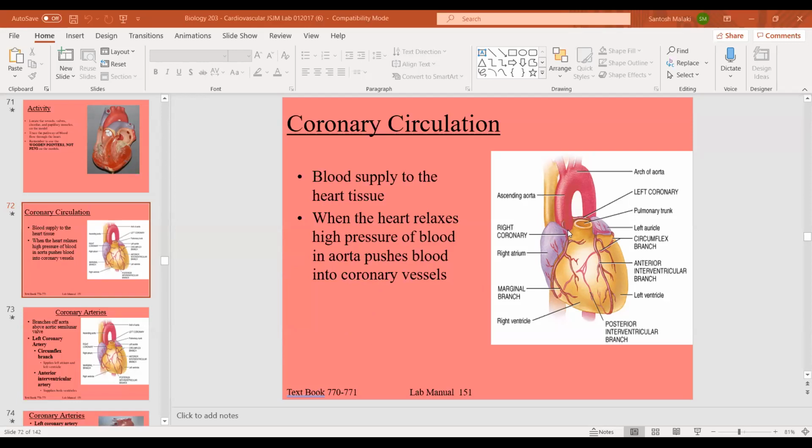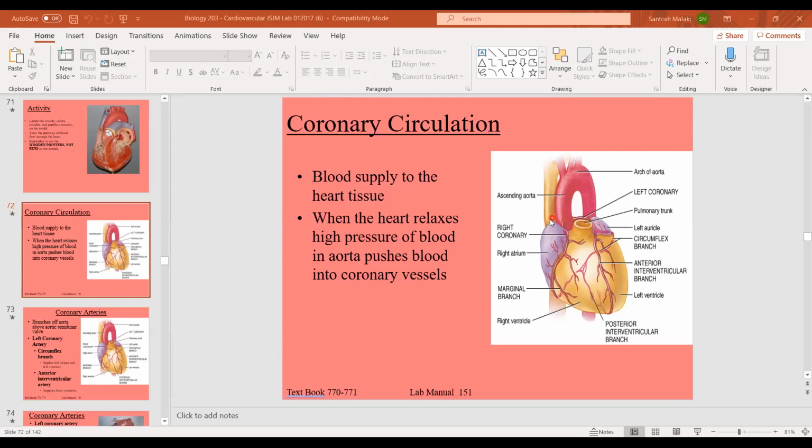It all begins, as you saw in the last class, with the major vessels coming out of the right and left ventricles. From the left ventricle comes the aorta. This is the aorta. The aorta has three parts: the ascending aorta, the arch of the aorta, and the descending aorta.